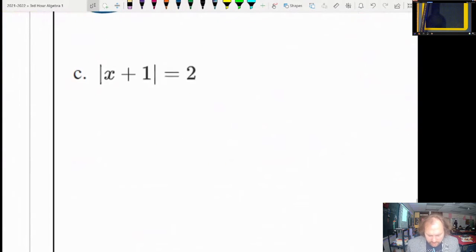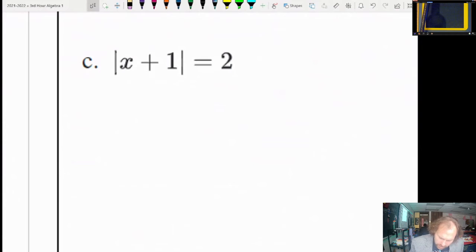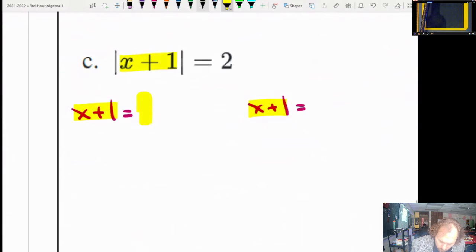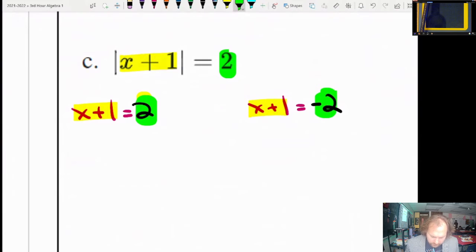Question C, we again have |x + 1| = 2. What you want to remember here is that you want to split it up into x + 1 = and x + 1 =. Keep that inside part exactly the same. One of these will equal 2. One of these will equal negative 2. That's the pattern. So pay attention to the pattern and reward yourself with the pattern.